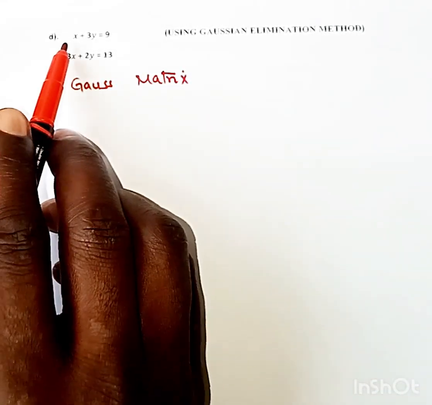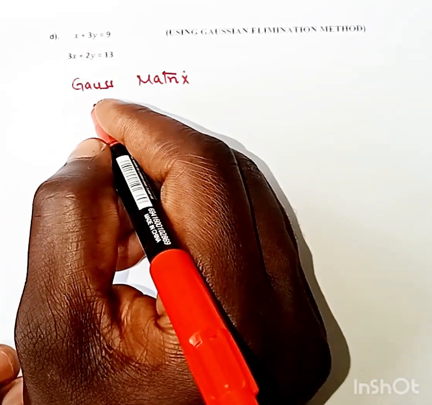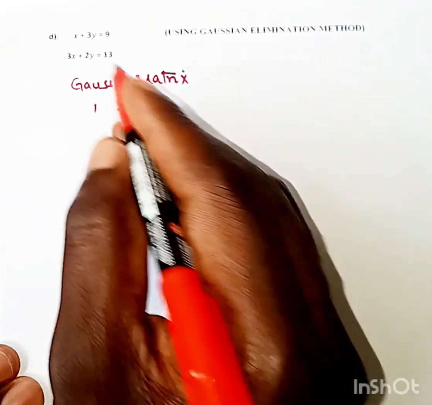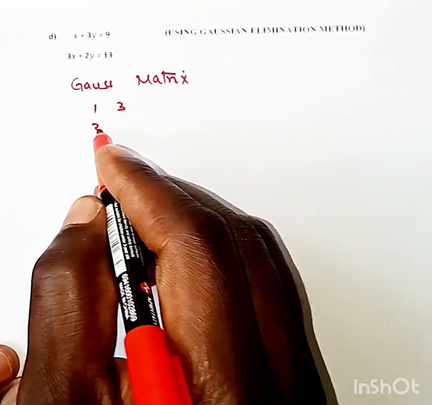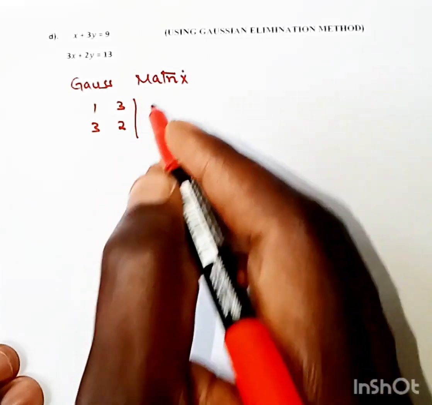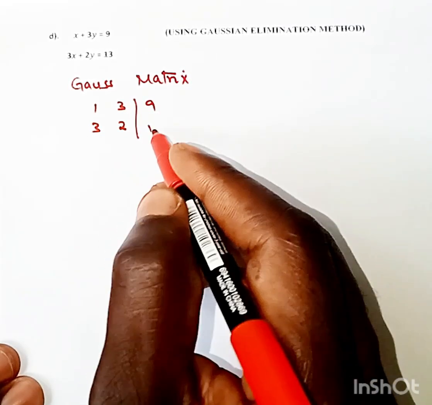which we simply pick the coefficients for x and y. So that is 1 for x, 3 for y, and then 3 for x, and 2 for y. Then this equals to 9, 13.